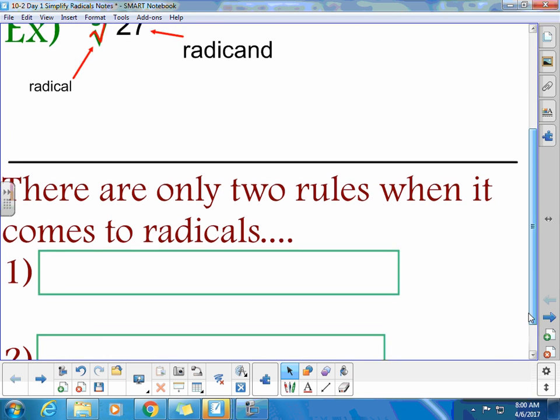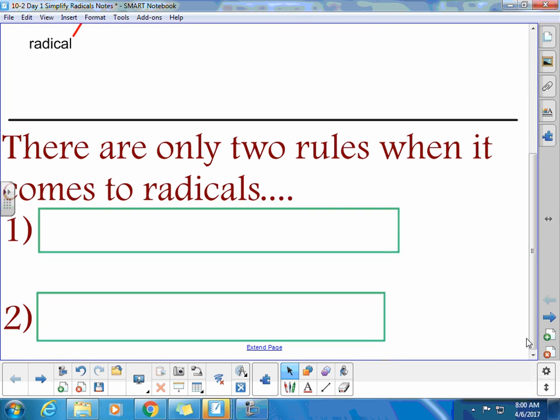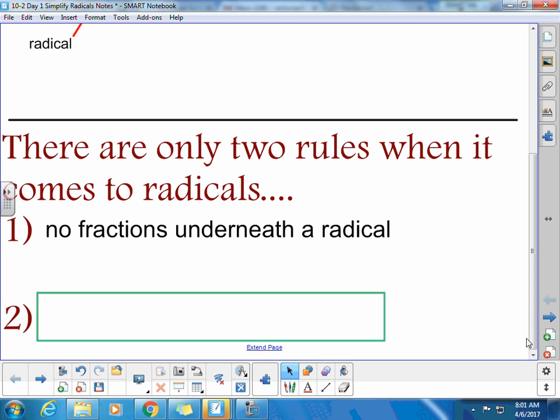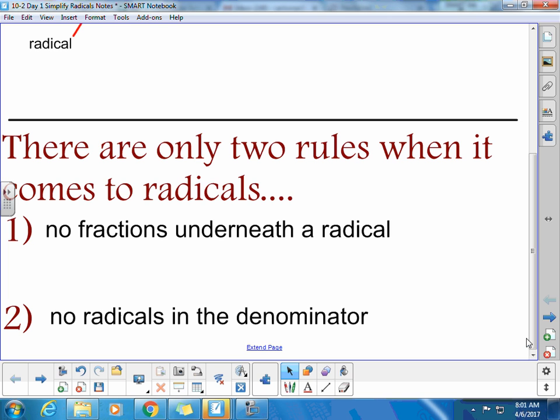So there's only 2 rules when it comes to radicals. The first rule is that no fractions are allowed underneath a radical. And no radicals are allowed in denominators of a fraction.